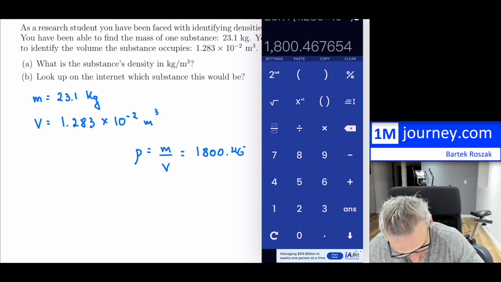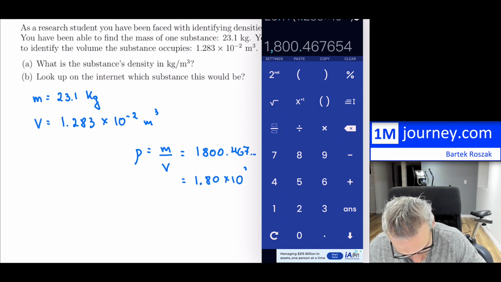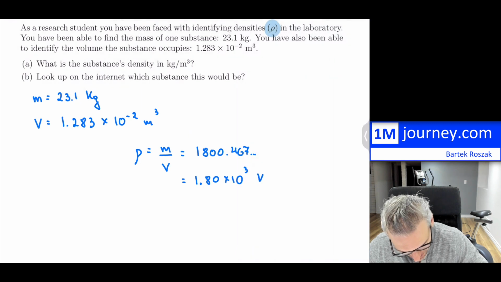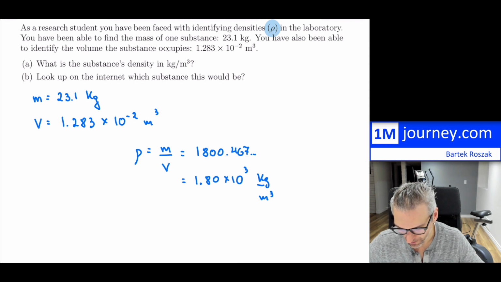So 467. I'm going to round this to 3 significant figures, and I'll put it back into scientific notation. So that's going to be that, and this is kilograms per meter cubed. And that would be it.